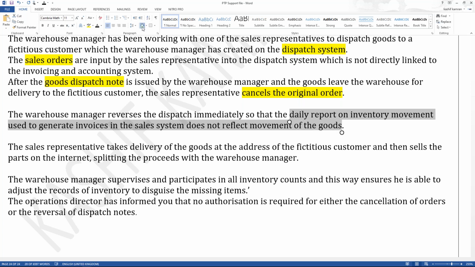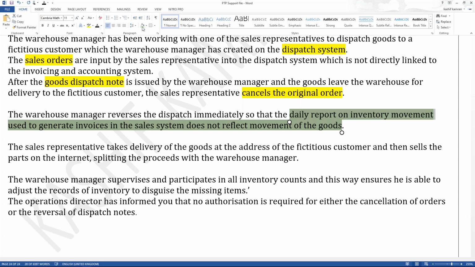Now tell me, is this all happening on the system, that you reverse everything, you cancel everything? Has the physical inventory moved out? But on the system, the inventory is higher than the physical inventory. Is that true? Is that false? Your physical inventory has actually gone out. So if I compare my physical inventory with my system inventory, will there be a discrepancy?